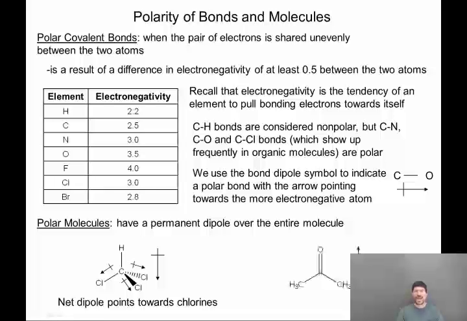Another molecule that has a net dipole is acetone, which has a carbon-oxygen double bond. In this case, the net dipole is pointing upwards because the oxygen bears a partial negative charge and the carbon is the positive end of the dipole.